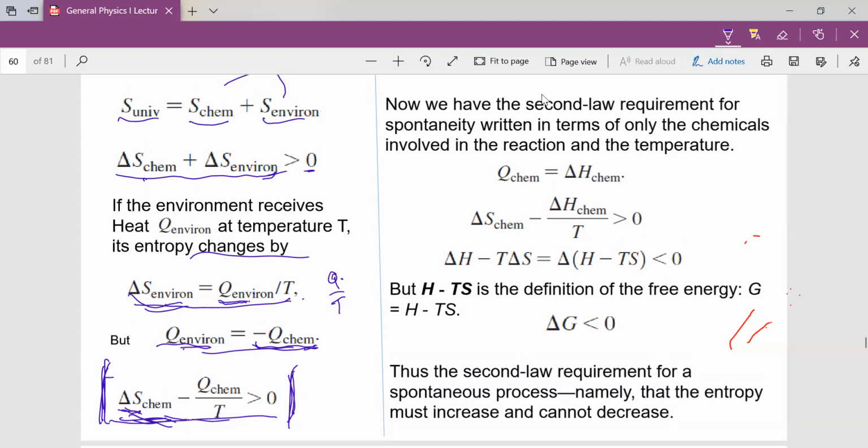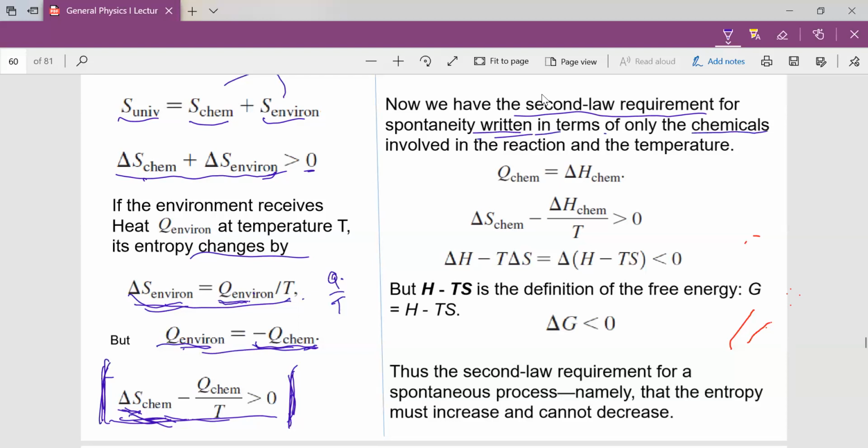So Gibbs free energy is less than 0, increase in entropy is greater than 0. That's all what we've been saying. These equations are just equations that we use to analyze reactions or chemical reactions. So we stated that the second law requires spontaneity to happen.